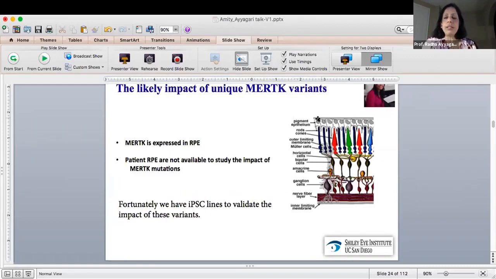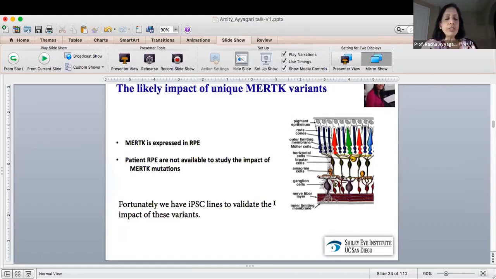But if we want to study whether these mutations have any impact, we need to get the RPE tissue of these patients. But as such, this patient already has retinal degeneration, and so we cannot take a biopsy, which would only cause further loss of vision, so it's not a feasible idea at this point. How do we study what is happening in the RPE of this patient?